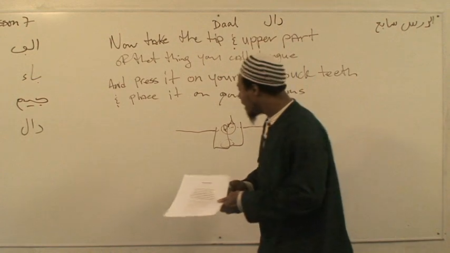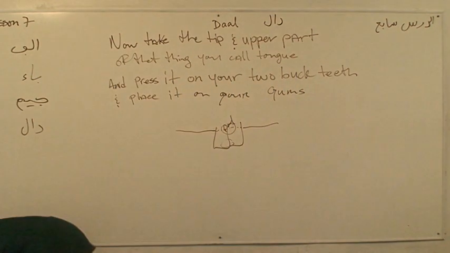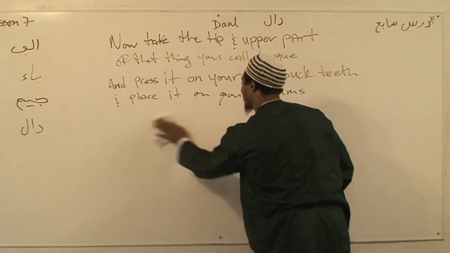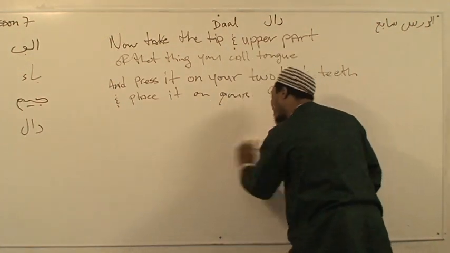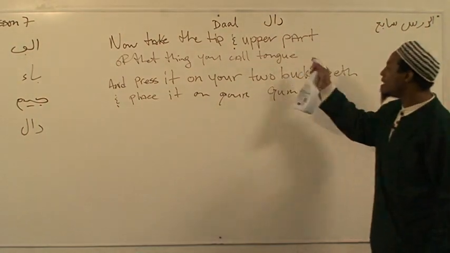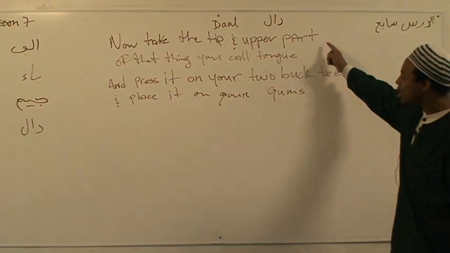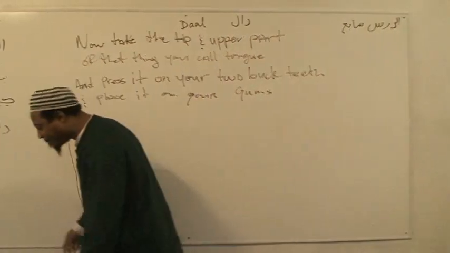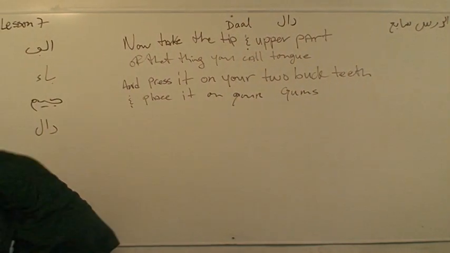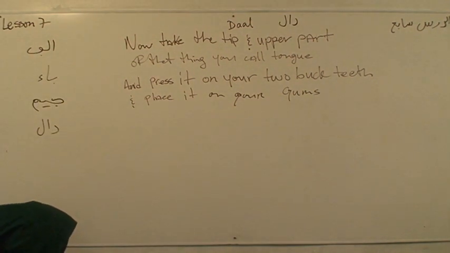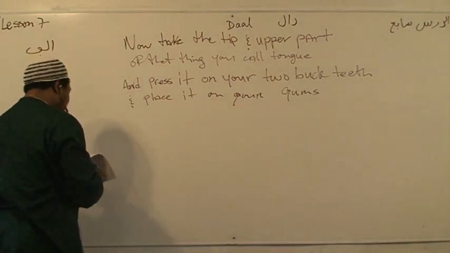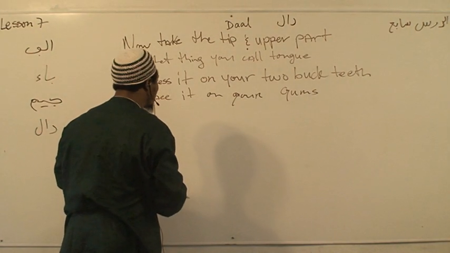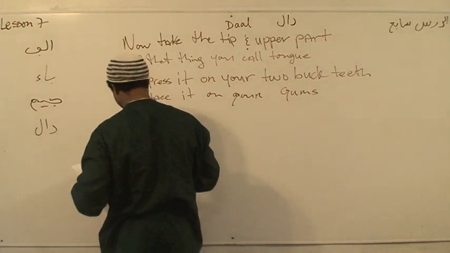Yes. Okay. So there should be no confusion about the exact place to pronounce this letter. And if you forget, then just memorize the poem. Now take the tip and upper part of that thing you call tongue and press it on your two buck teeth and place it on your gums. At jahrun with the shidda, some fathun istifal, at qalqala, something and then qalqala at 4, and we have DAAL.